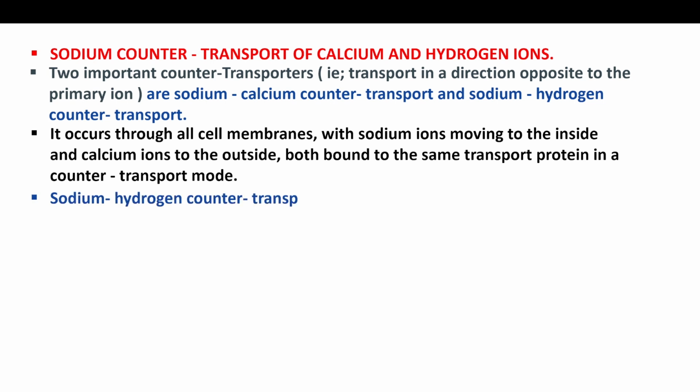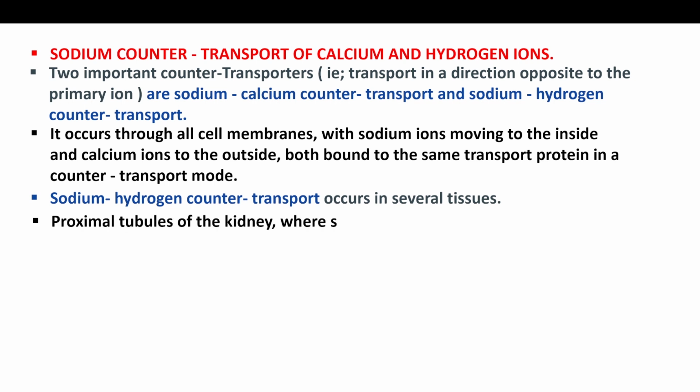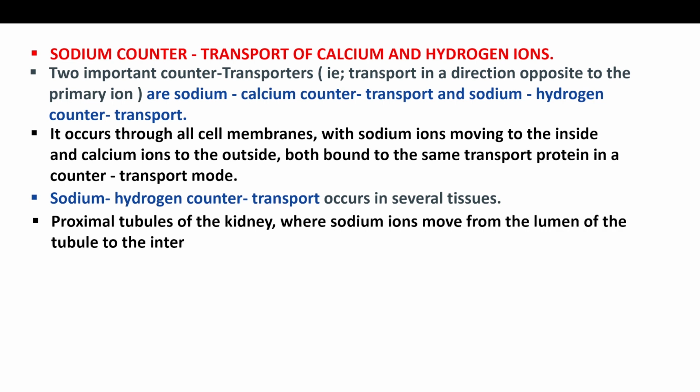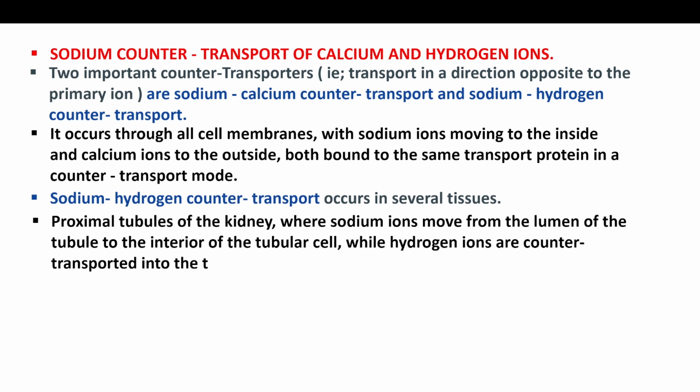Sodium-hydrogen counter-transport occurs in several tissues, such as the proximal tubules of the kidney, where sodium ions move from the lumen of the tubule to the interior of the tubular cell, while hydrogen ions are counter-transported into the tubular lumen.